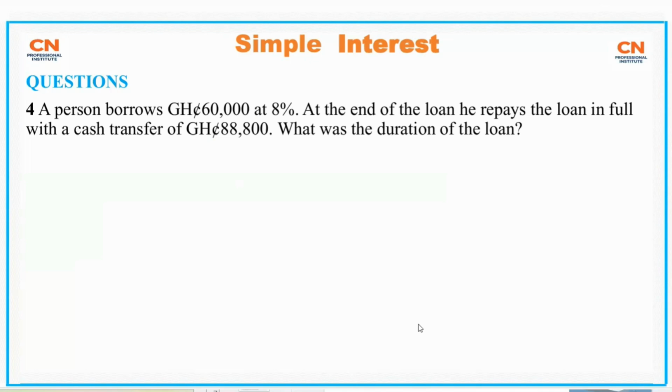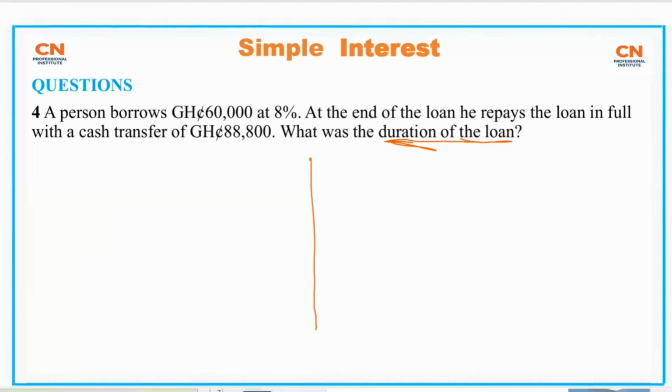So here, what are you finding? Duration of the loan means you are finding what? Time. Duration. Time. All right. You are finding time. So this is how we are going to go about this. Now we are finding time.